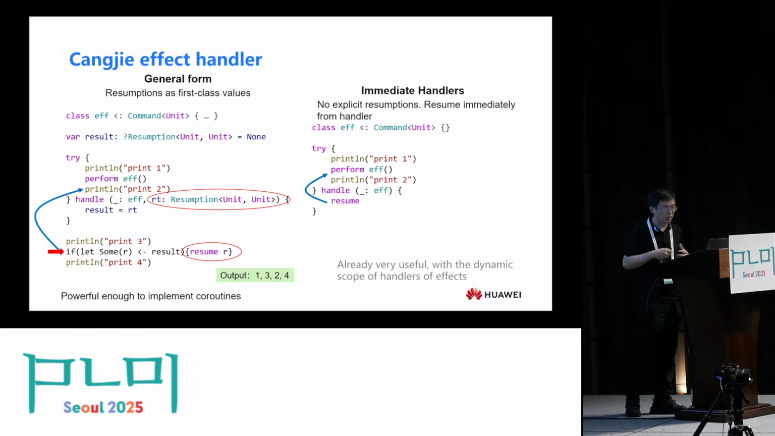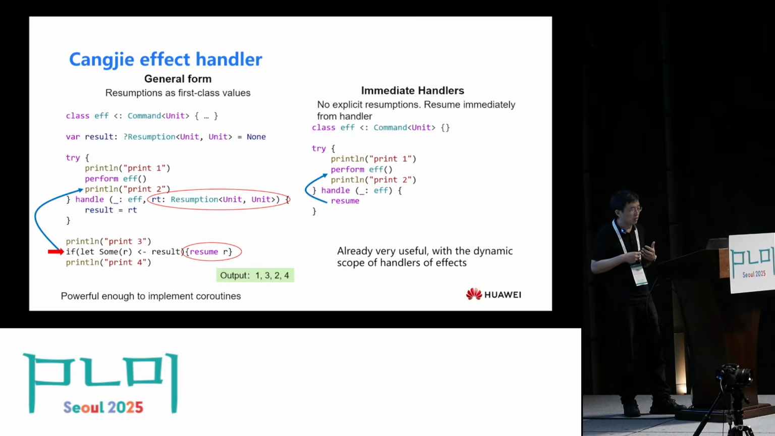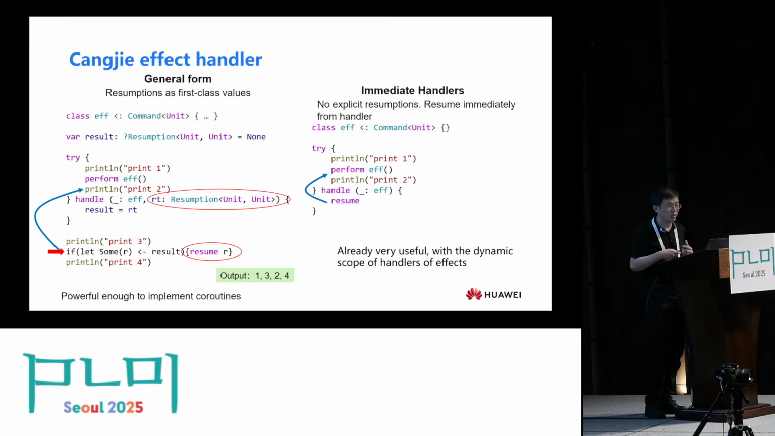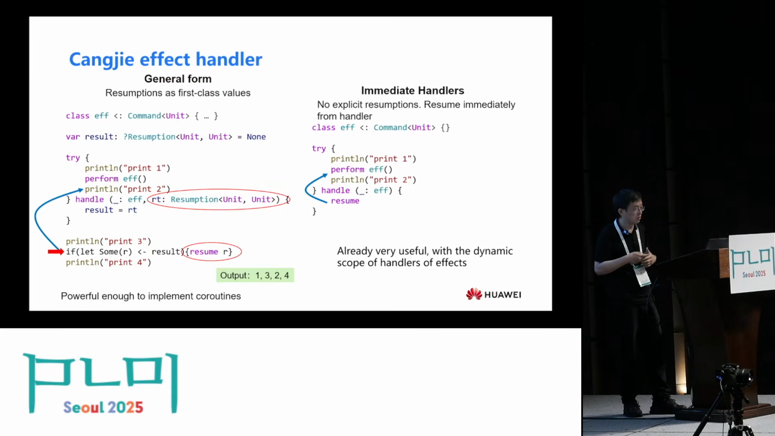So even with this limited form, we found it's already very useful because this kind of dynamic scope of handlers gives us the ability to implement something like dependency injection. And also, it allows more efficient implementation than the general form. So next, I'll introduce some of the experiments we do based on these immediate handlers.